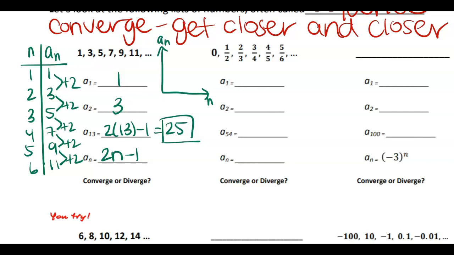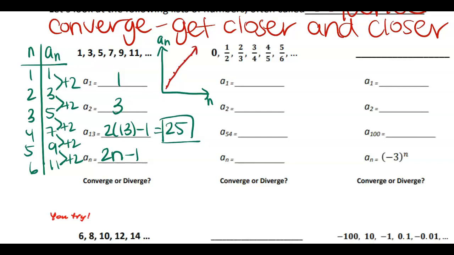So we're going to say 1, 1 is here. 2, 3 is about here. 4, 3, 5 is here. 4, 7 is here. 5, 9, and then 6, 11. So these numbers, they're going to keep going up.